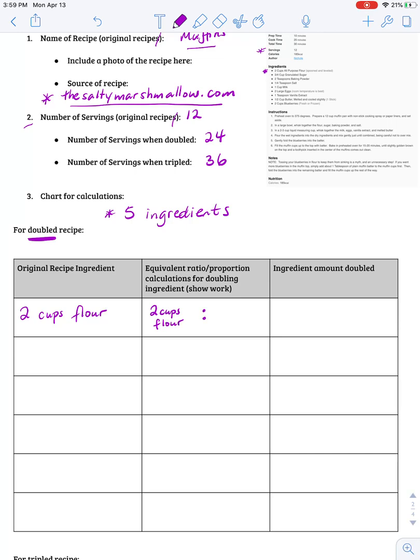Okay, so I'm going to set it up, and this is one way you can set it up. It's a suggested way of showing your work. If I know I'm going to double the recipe, remember that you're multiplying everything by 2 here because you want the number of servings to increase and double from 12 to 24. So remember, to get your original recipe servings and doubling it, you're multiplying every ingredient amount in the recipe by 2. So if I know I have 2 cups of flour for my original recipe, I have to figure out how many cups of flour I need for the double recipe.